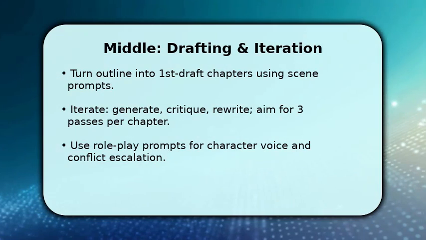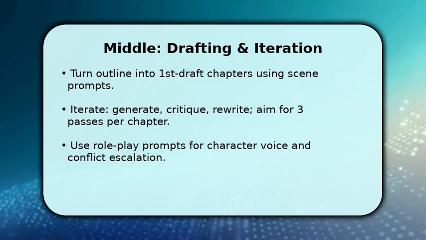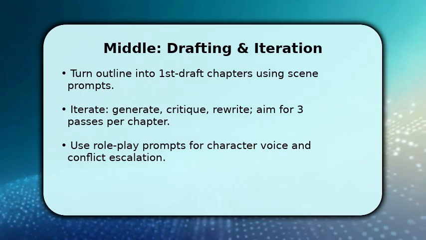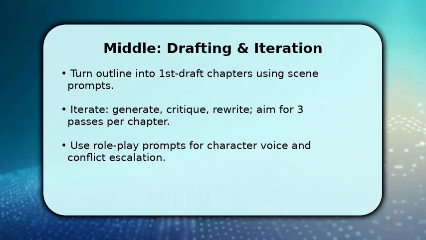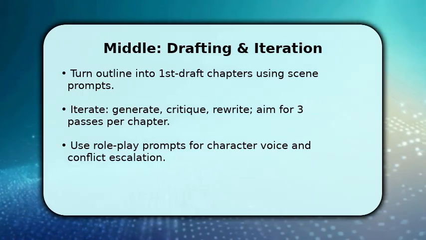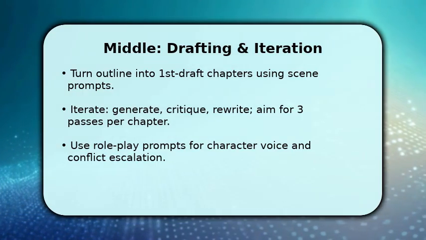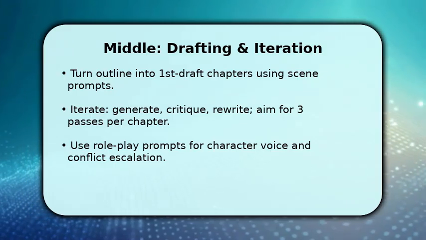You transform the outline into chapter drafts by feeding scene prompts that include purpose, beat list, and estimated word count. Once a draft exists, iterate. Ask the AI to critique, apply your edits, then regenerate. Repeat roughly 3 passes to stabilize structure and voice.